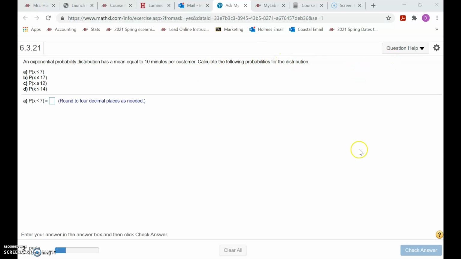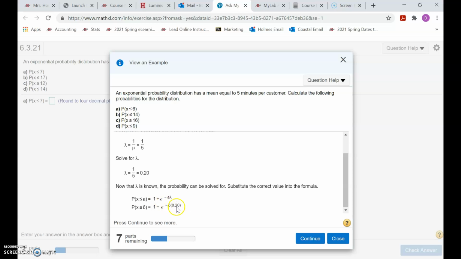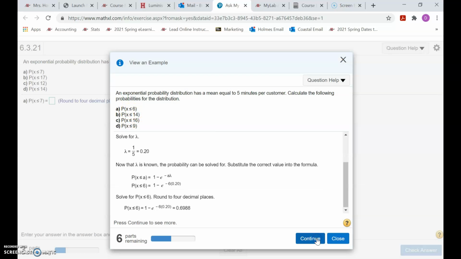Okay, so this is exponential probability. So we are going to use the formula for exponential probability, which is 1 minus e raised to the negative a lambda, where lambda, that little sign right here, equals 1 divided by mu, which is the mean. And so first we're going to get lambda, and then we're going to plug in lambda, and then a is just going to be your probability value. And then once we get our answer, we're going to round to 4 decimal places.